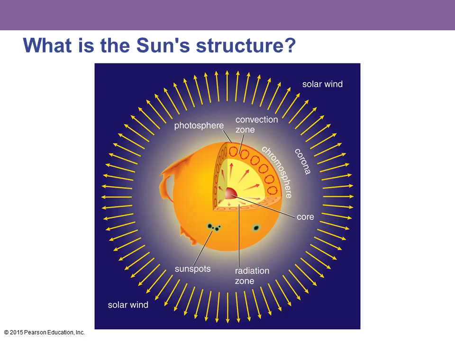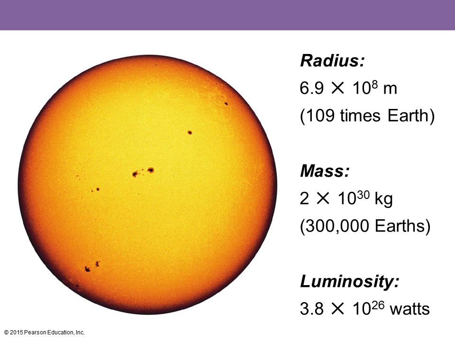So let's look at the Sun's structure, both internally and around the surface. These are some common factors of our Sun. About 109 Earth diameters would fit across the surface of the Sun. About 300,000 Earths would fit inside the Sun. And the luminosity is expressed in watts. A 100-watt light bulb might be a good comparison, which is 1 times 10 to the 2 watts. So the Sun has much, much more luminosity, obviously.